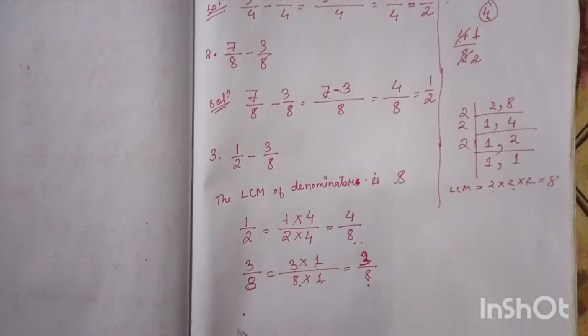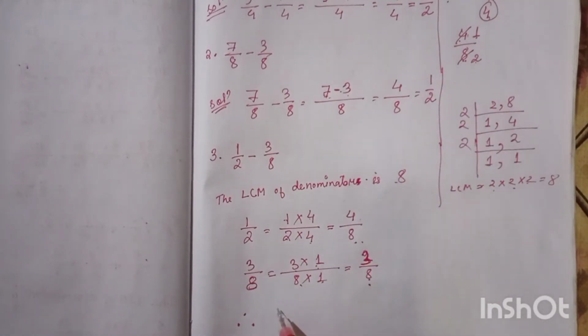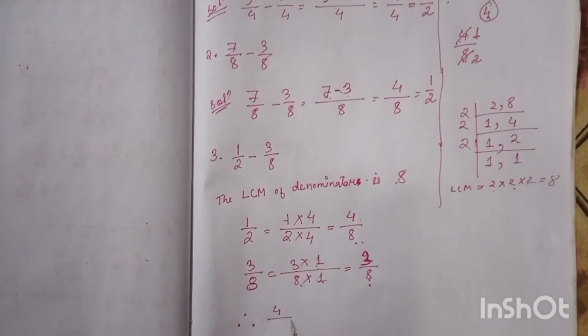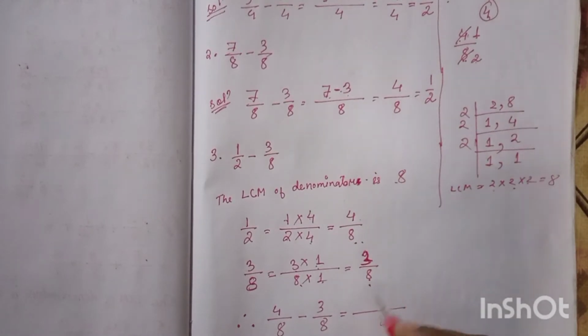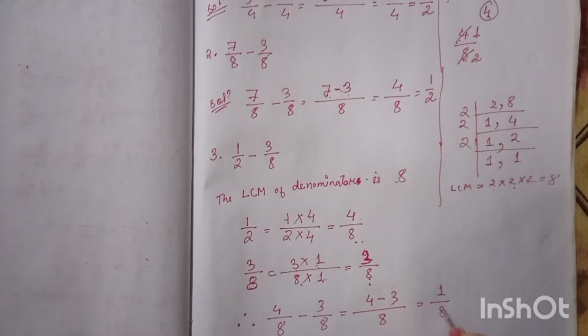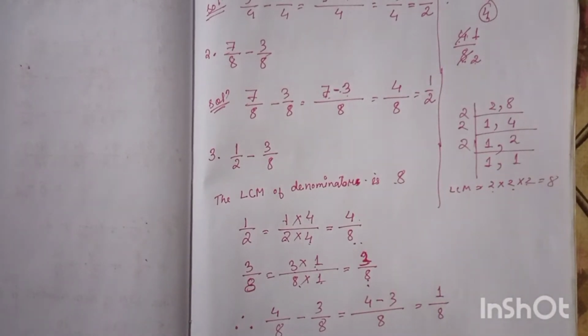Now what do we have to do? We have to subtract. Now they have become like fractions: 4 by 8 minus 3 by 8. The denominator remains the same. 4 minus 3 is equal to 1 by 8. This is our answer.